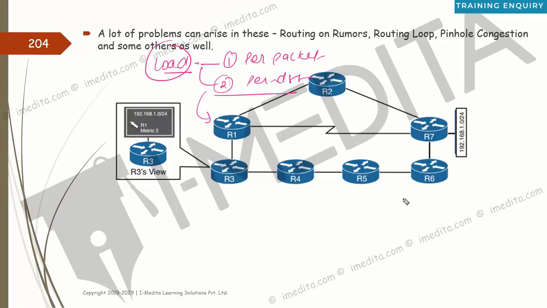That means whenever a router detects that there are multiple paths to reach a destination and those paths have equal metric, no matter if it is RIP, EIGRP, OSPF, whatever protocol you are using, it can choose to load balance the packets either based on per packet or per destination load balancing.